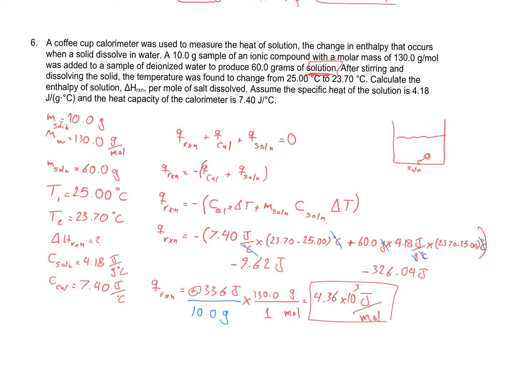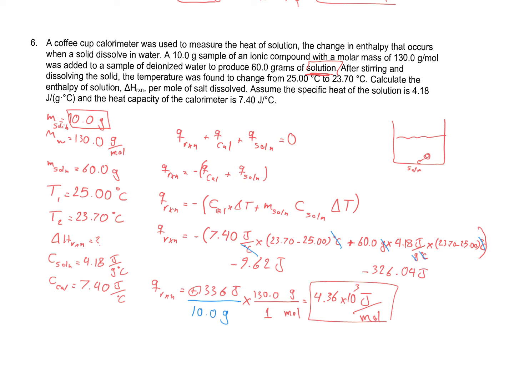So we first find the Q of the reaction, which is for this 10 gram that we dissolved. Then you have to divide it by the mass and then convert that to mole to find the delta H. Delta H is the amount of heat per each mole. So what do we have? In the end, you also have some extra information. You have the specific heat of the solution and you have the heat capacity of the calorimeter.